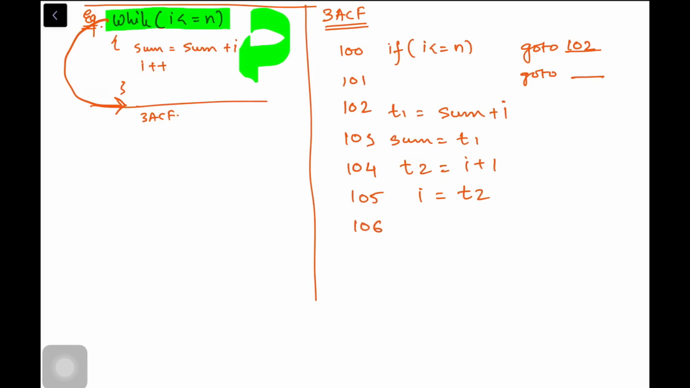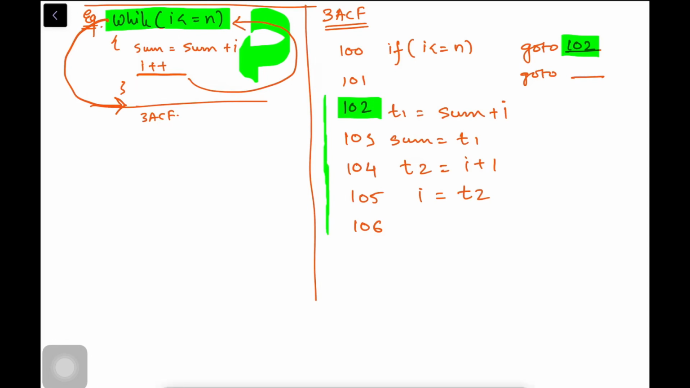106 is the remaining part of the code. Fine. When the condition is true, we'll jump to 102. 102 will get executed, and after that, what does the while loop do? When this statement gets executed, it will again check the condition. So over here also at 106 we have to do something. Once the inside of the loop gets executed, we have to again check it. This is what a loop will do.